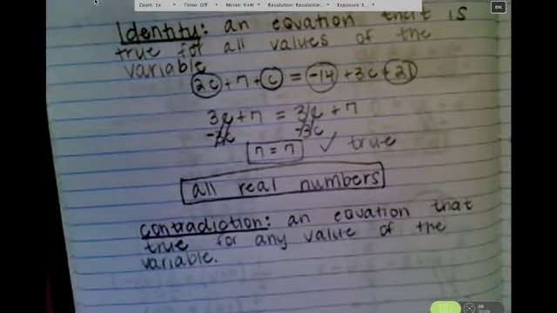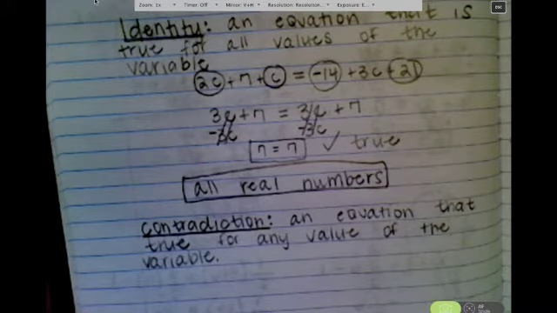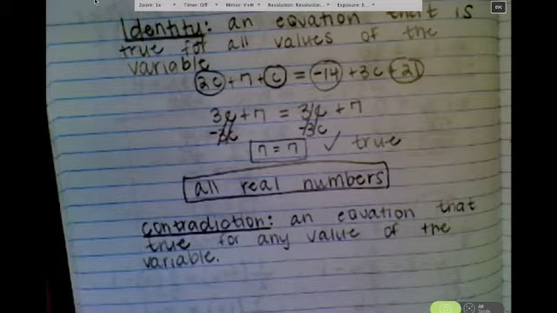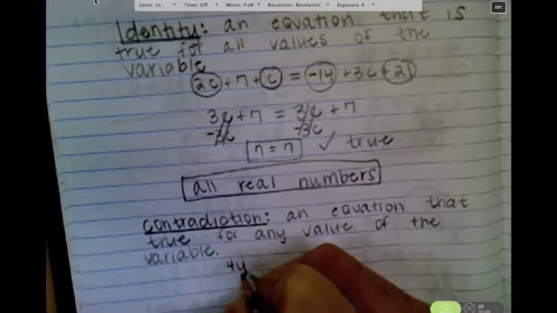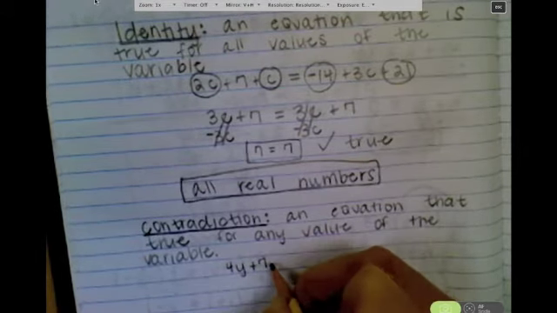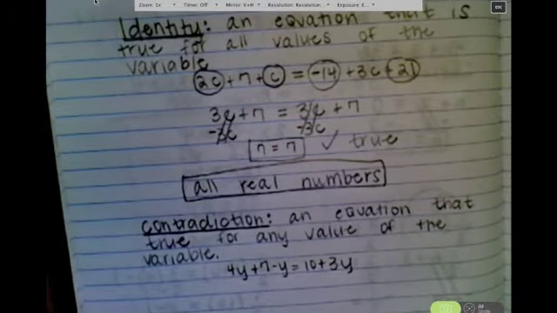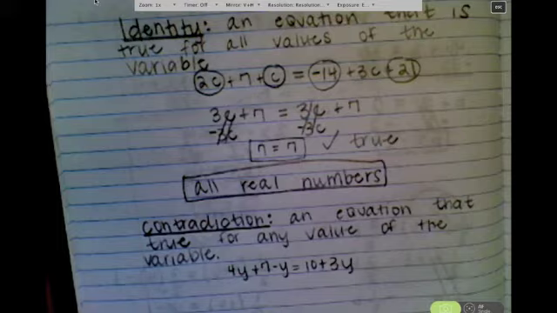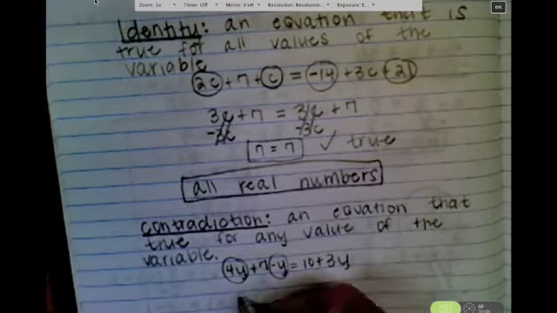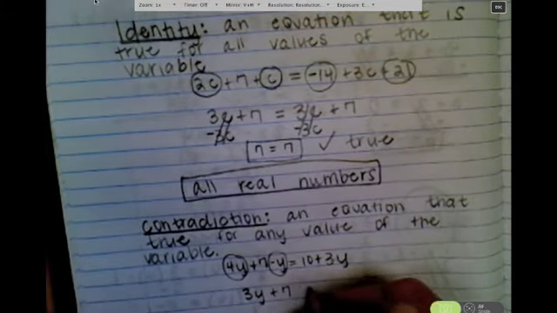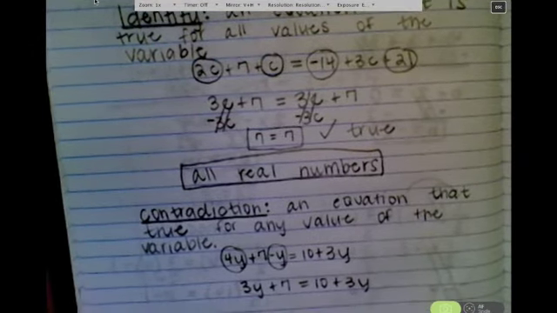So basically, a contradiction is an equation where there's no number you could plug in for the variable to make it true. For example, 4y plus 7 minus y equals 10 plus 3y. To solve this, we would combine like terms on the left-hand side first. So 4y minus y is 3y. So we have 3y plus 7 equals 10 plus 3y.